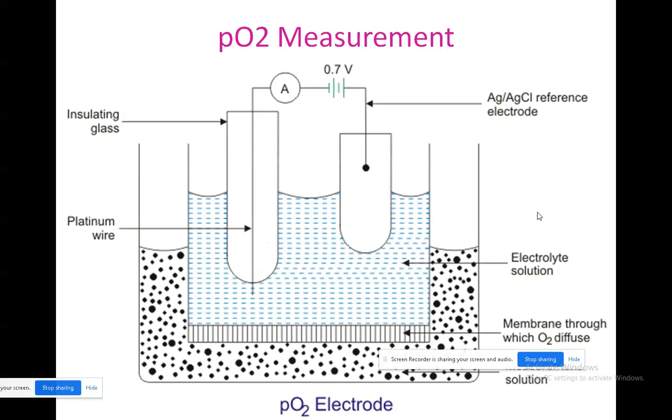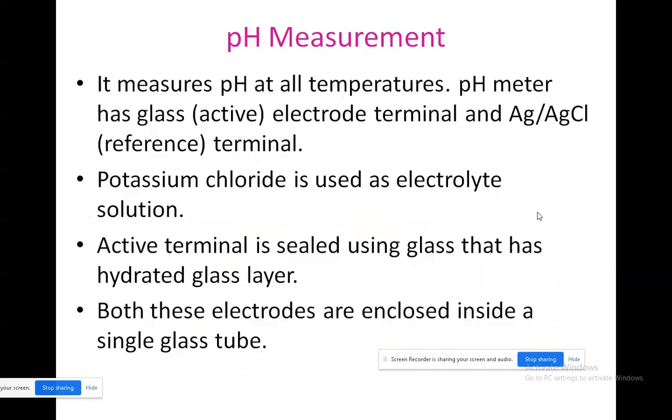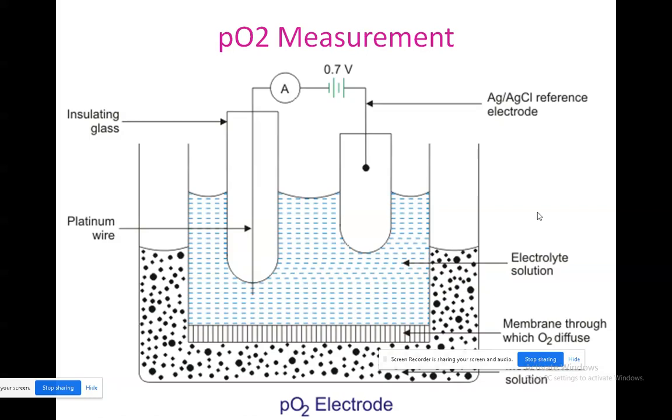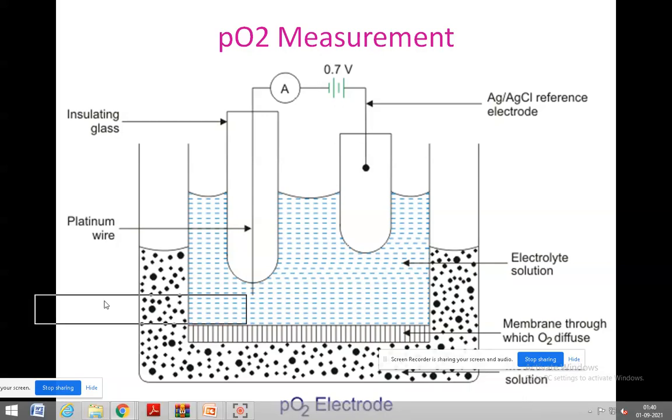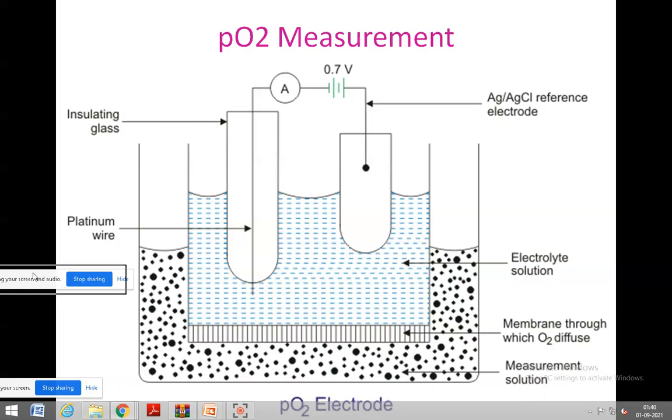Now we are going to see the pO2 measurement. So far we have seen the pH measurement, that is, the potential of hydrogen ion presence in a solution, and how we find out this pH value in a solution. Now we are going to see the pO2 measurement, potential of oxygen. Before that hydrogen, now oxygen. This is the setup of pO2 measurement.